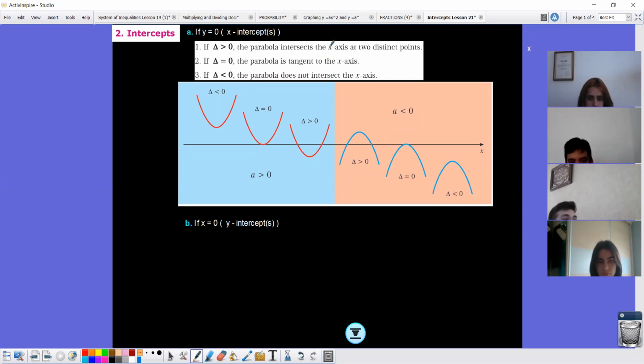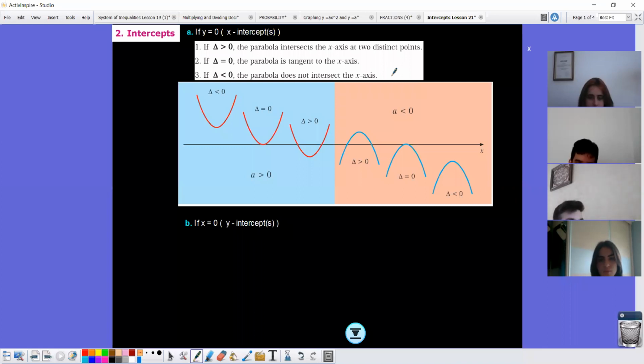Here are given some cases according to the discriminant, because when you write 0 instead of y, you will have a quadratic equation, and you need to solve that quadratic equation to find the x-intercepts. If the discriminant is greater than 0, you will have 2 intercepts. When the discriminant is equal to 0, you will find only one intercept, only one point, which is tangent to the x-axis. What does tangent mean?